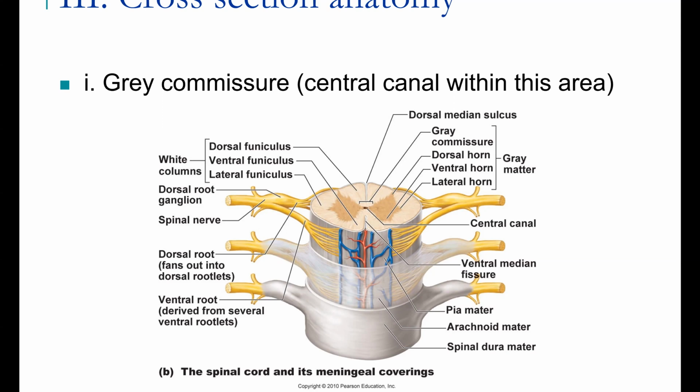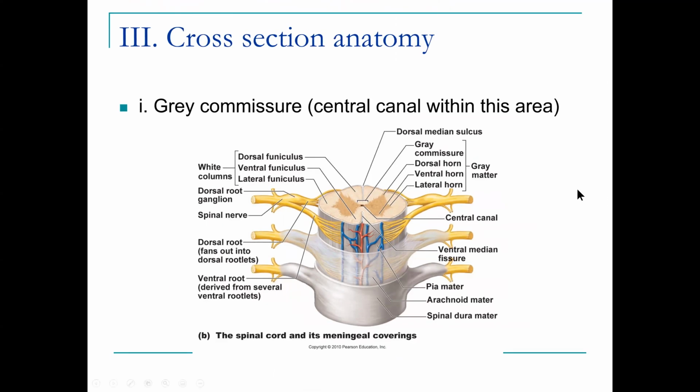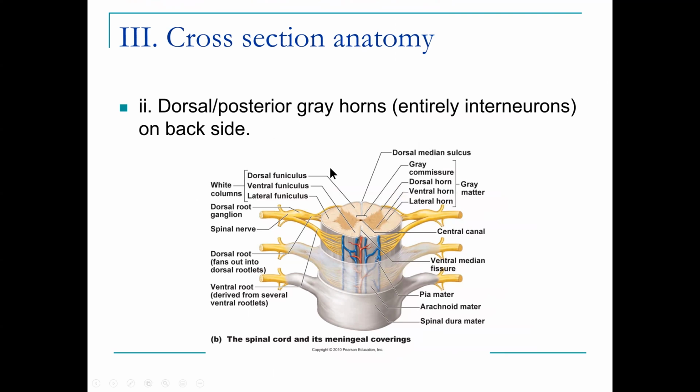So I wanted to go over this because this is a really good picture here. So we have a gray commissure. So that is a small strip of gray matter between the right and left side. Okay. Dorsal posterior gray horns, entirely interneurons. Okay. Interneurons. Remember, we had a sensory neuron coming in, and it would connect to an interneuron that will usually go upwards, and if it's a higher order thing, it's going to stop in the thalamus before it goes up to the cerebrum. And we'll look at a couple of things when we look at a few pathways, okay?